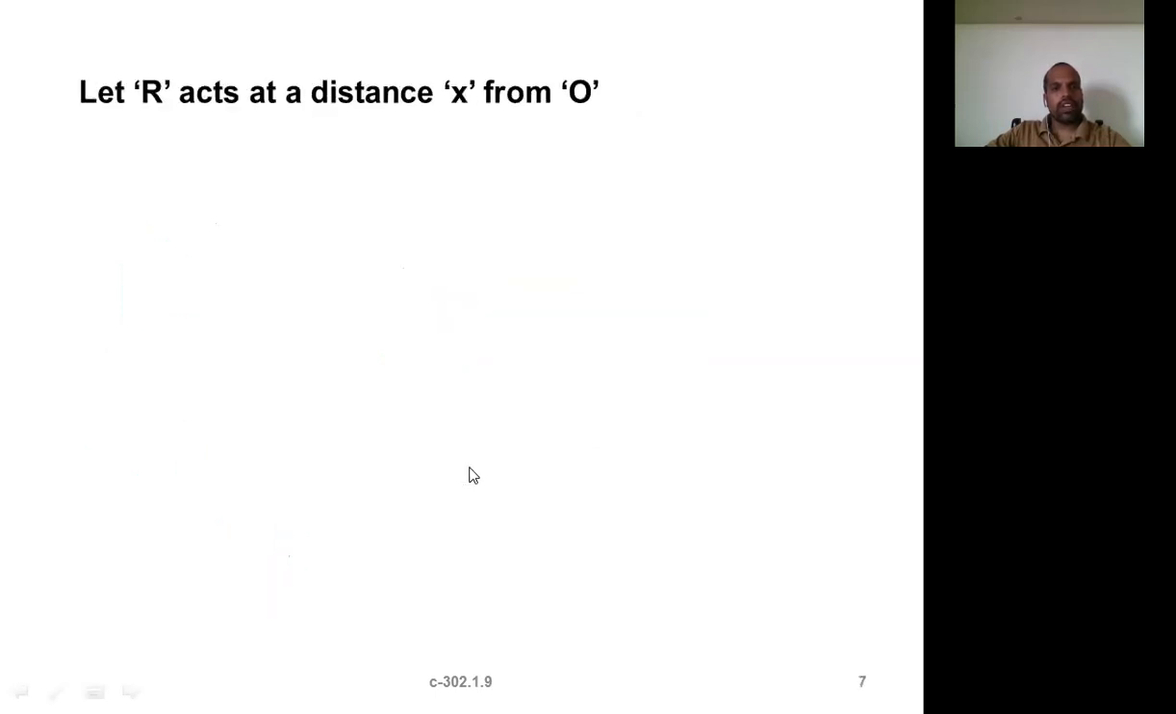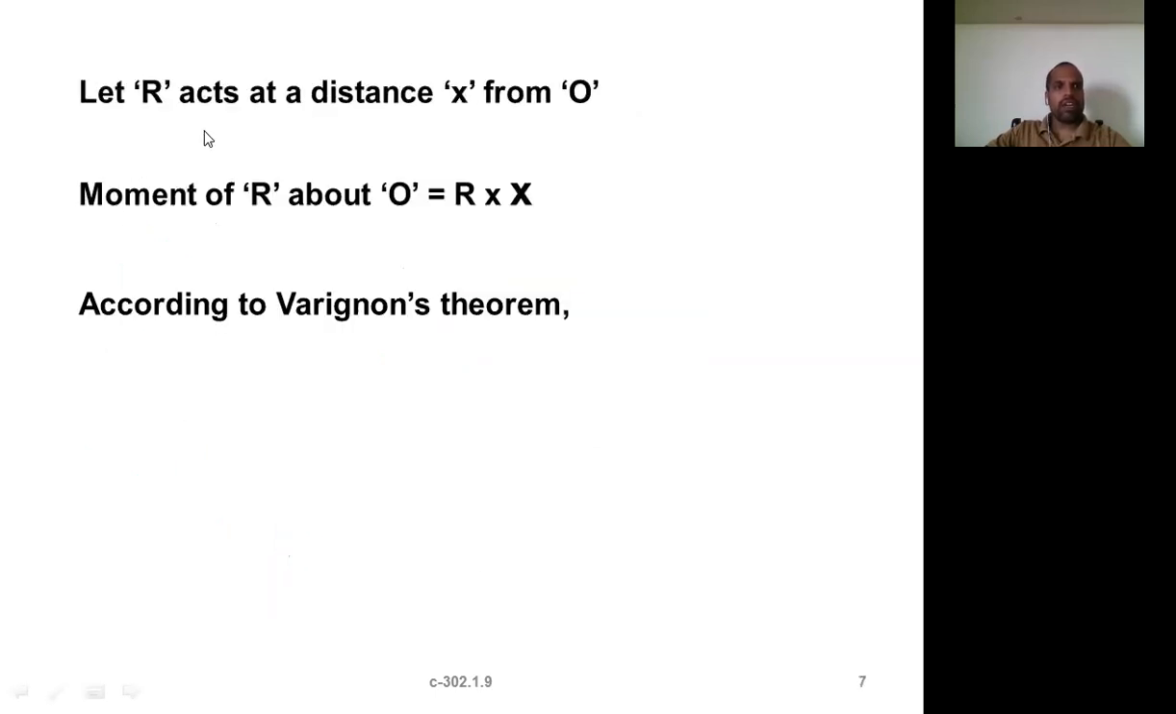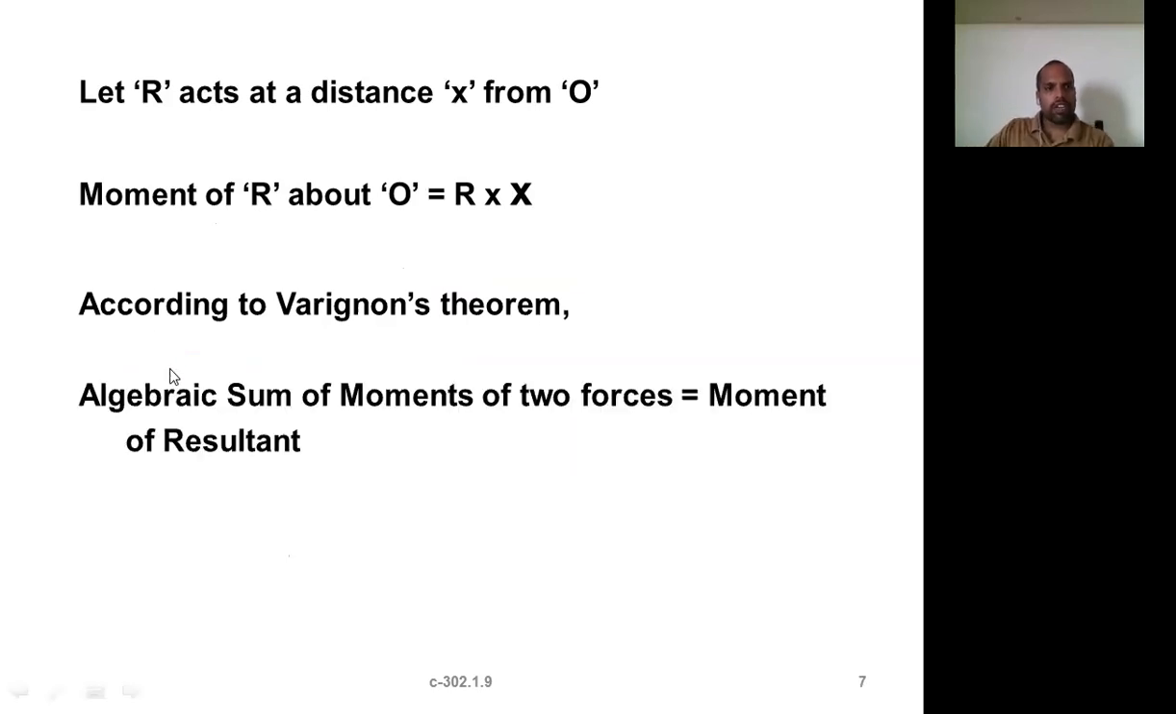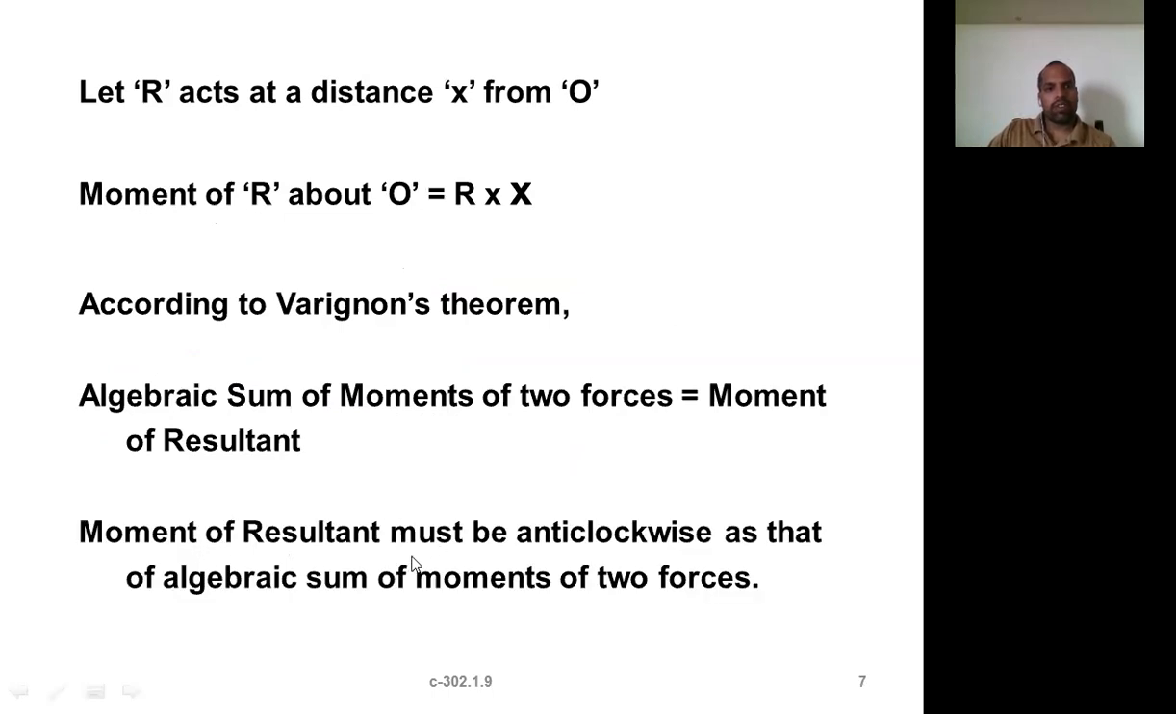From this, let us write an equation. Let R act at a distance of x from O, and the moment of R about O is equal to R into x. According to Varignon's theorem, the algebraic sum of moments of two forces is equal to the moment of the resultant. The moment of the resultant must be anti-clockwise, the same as the algebraic sum of moments of the two forces. So anti-clockwise, as it is.